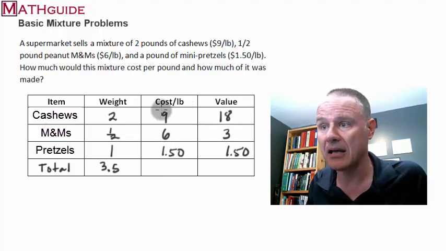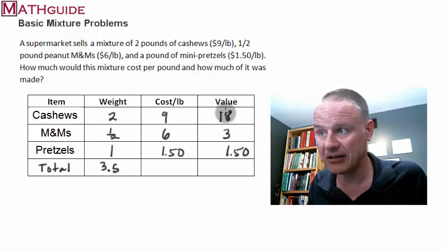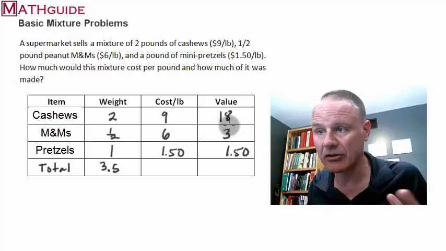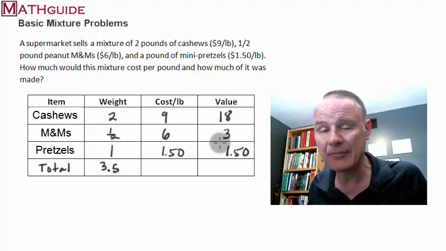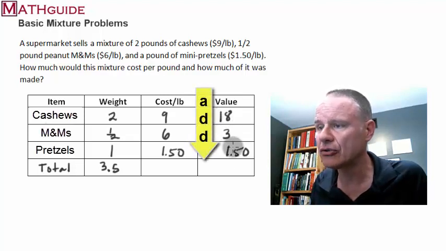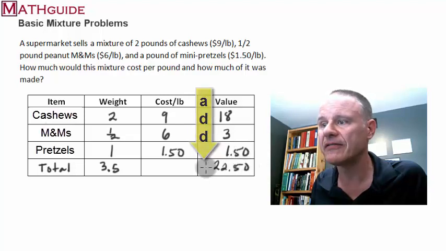So if I were to buy 2 pounds of the cashews, that'd be $18 at a register. Half a pound of the M&Ms, that'd be $3 at a register, and so on, right? I could add this up to figure out what's the total cost. So let's see, this is 18, 19, 20, 21, 22. This is $22.50.